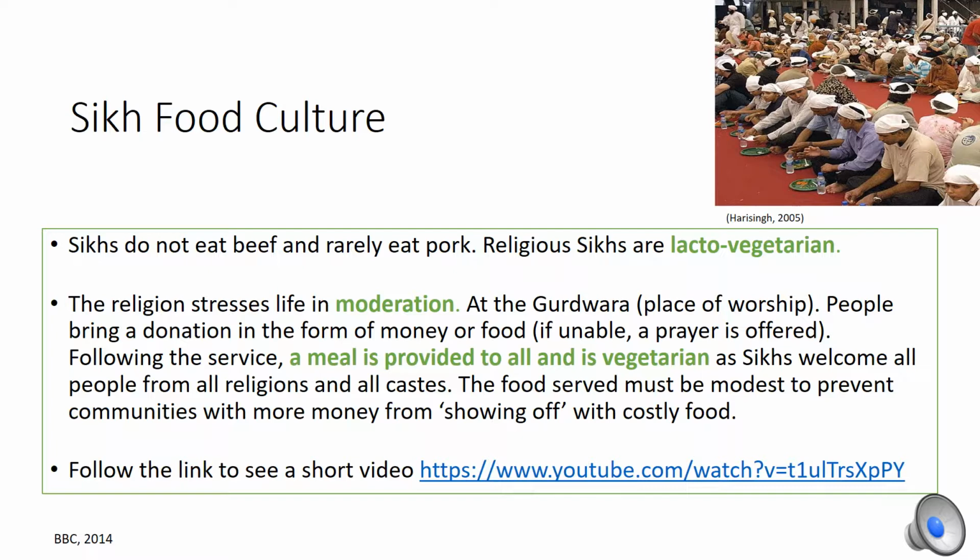Sikh food culture. Sikhs do not eat beef and rarely eat pork. Religious Sikhs are lacto-vegetarian. The religion emphasizes life in moderation. At the Gurdwara, or place of worship, people bring a donation in form of money or food. If unable to bring such a donation, a prayer is offered. Following the service, a meal is provided to all and is vegetarian, as Sikhs welcome all people from all religions and all castes. The food served must be modest to prevent wealthier communities from showing off with expensive food. Please follow the link to see a short video.